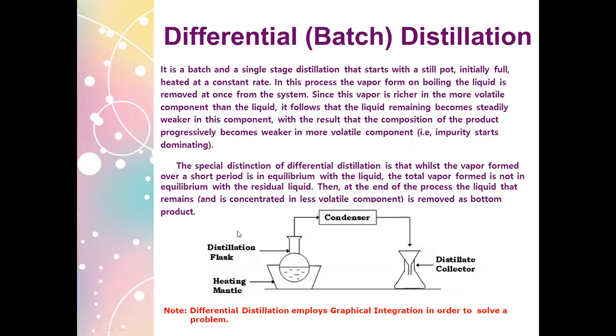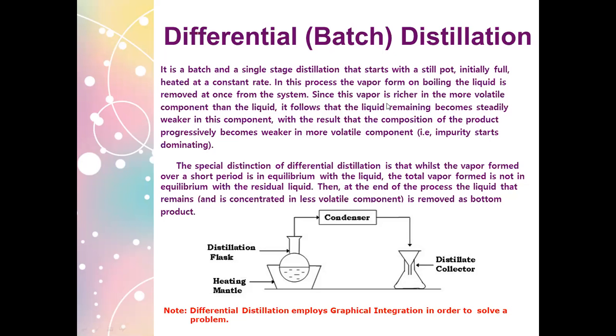Now, we go to the second of the first group, and that's the differential or batch distillation. And this is what we actually do in the lab. So it is a batch and a single stage distillation that starts with the still pot, initially full, heated at constant rate. So in this process, the vapor formed on boiling the liquid is removed at once from the system.